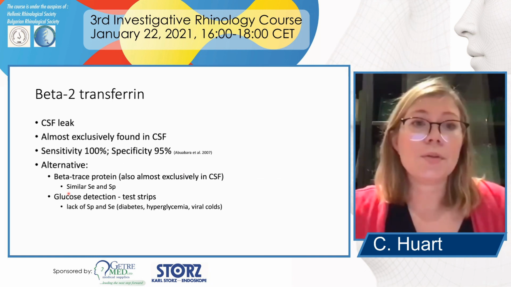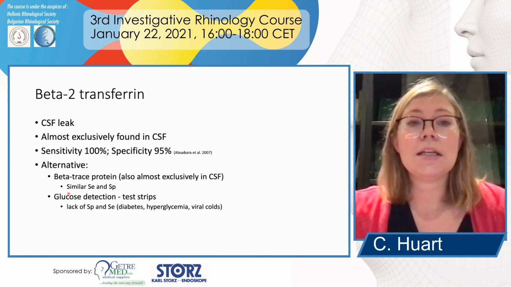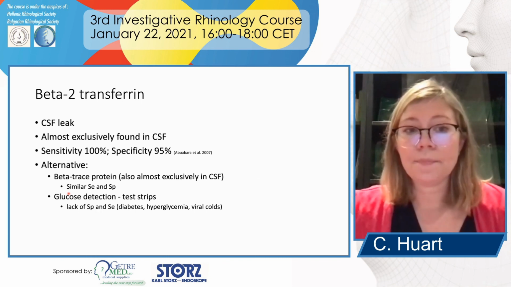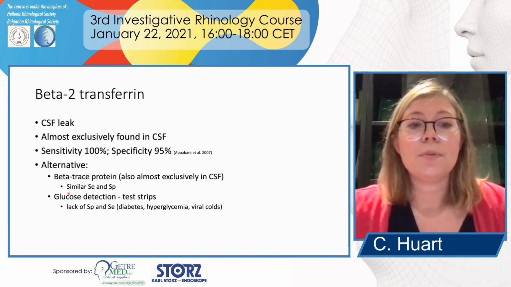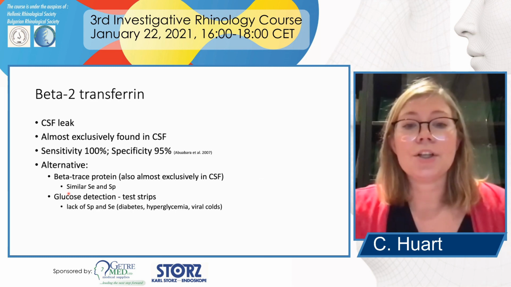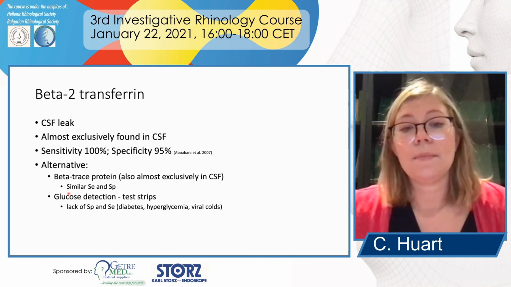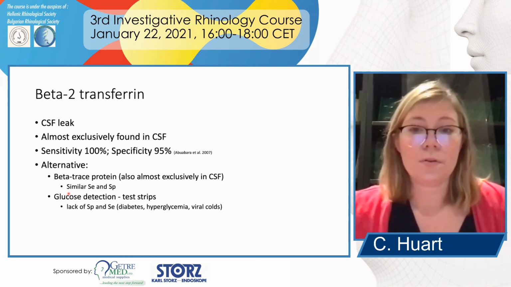And just to finish, a last word about beta-2 transferrin. Beta-2 transferrin is a protein that is present almost exclusively in the CSF, and this technique is used to detect CSF leak. It has a high sensitivity and specificity. Among alternatives, you can use the beta-trace protein. This protein is also almost exclusively found in the CSF, and it has similar sensitivity and specificity. Some use a glucose detection test strip. However, it has a lack of specificity and sensitivity, notably in patients with diabetes, hyperglycemia, or viral colds.